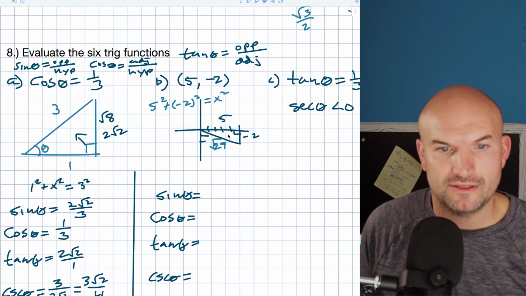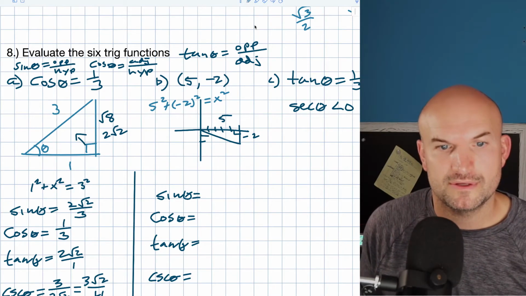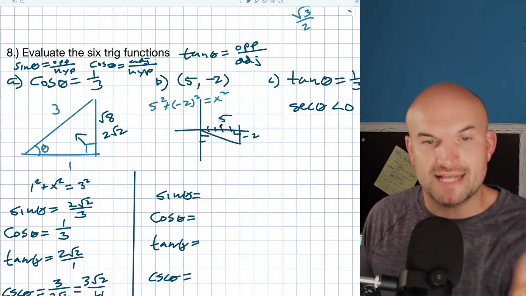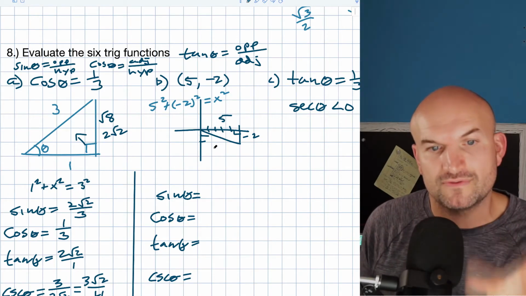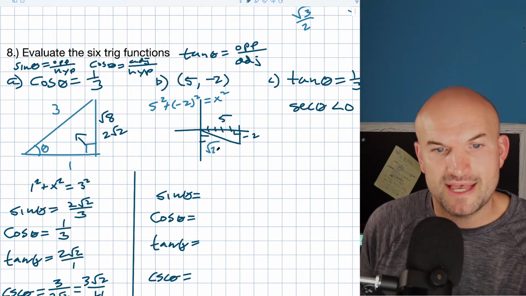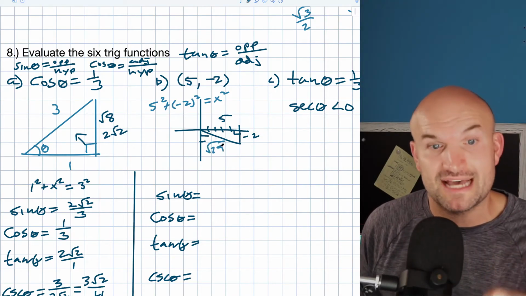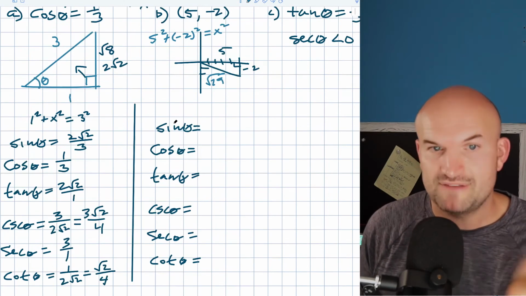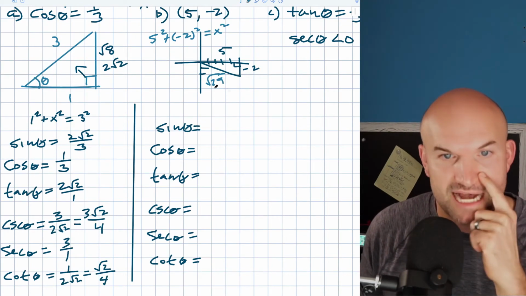Let me actually rewrite that a little bit better. So what you do is basically you plot the point on the quadrant system, and then you use the Pythagorean theorem to find the hypotenuse. So now let's go and evaluate. So sine, remember, is opposite over hypotenuse.